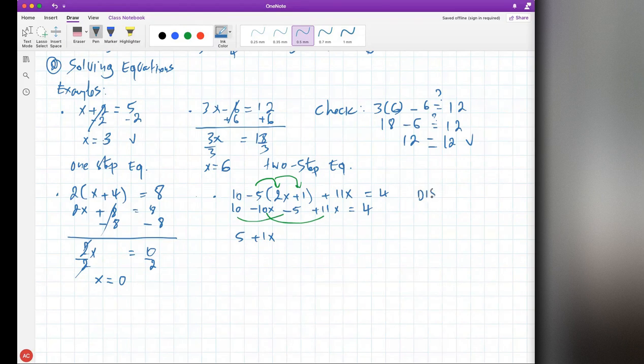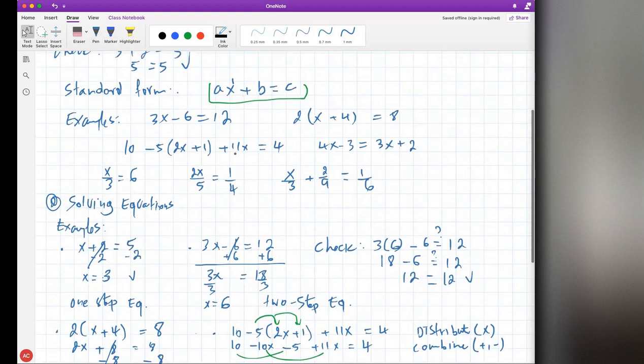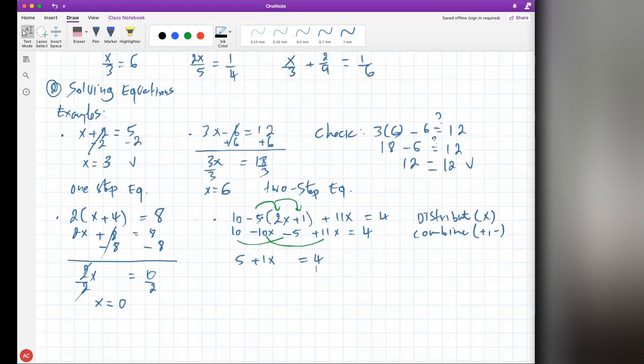So basically distribute is a multiplication. Here we combine like terms, that's basically adding and subtracting like terms. So we simplified, so we have 4 here. As I said before, once you simplify the equation, it looks like standard form. So now it kind of looks like this. In 1 or 2 steps, it went down from this long equation to something simple.